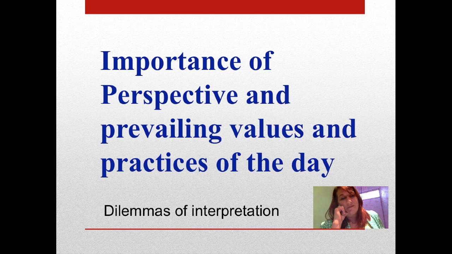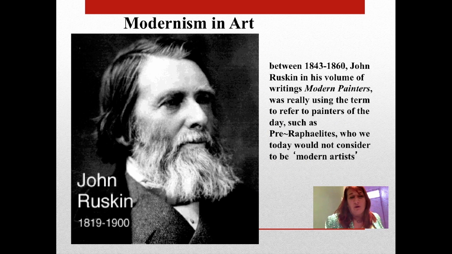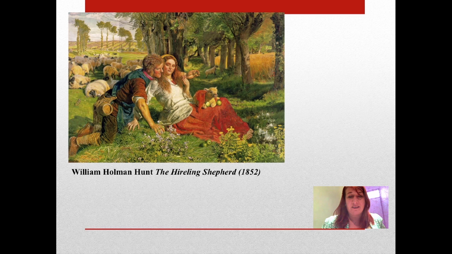But there are aspects of interpretation that can cause us a few dilemmas. We need to get a perspective on the prevailing values and practices of the day in order to give our work value and meaning. We can also look at terminology within art and design discourse. So modernism in art can refer back to John Ruskin, who was writing his book Modern Painters in the 1800s. He was really using the term to refer to painters of the day, such as the Pre-Raphaelites, who today we wouldn't necessarily consider to be modern artists.